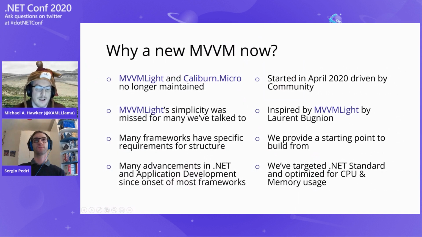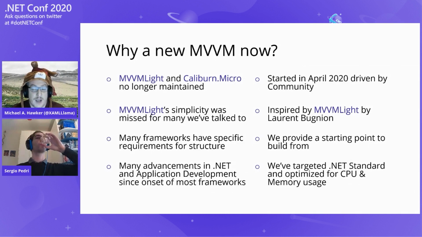And so, of course, we get the question, why are we building a new MVVM library now? The main instigators are that MVVM Light and now Caliburn.Micro are no longer being maintained. And MVVM Light's simplicity was really embraced by the community and was going to be missed. So our community started this discussion with us back earlier this year. And we took inspiration from MVVM Light by Laurent Bugnion, and I saw that he was in chat, so I think he's still around.